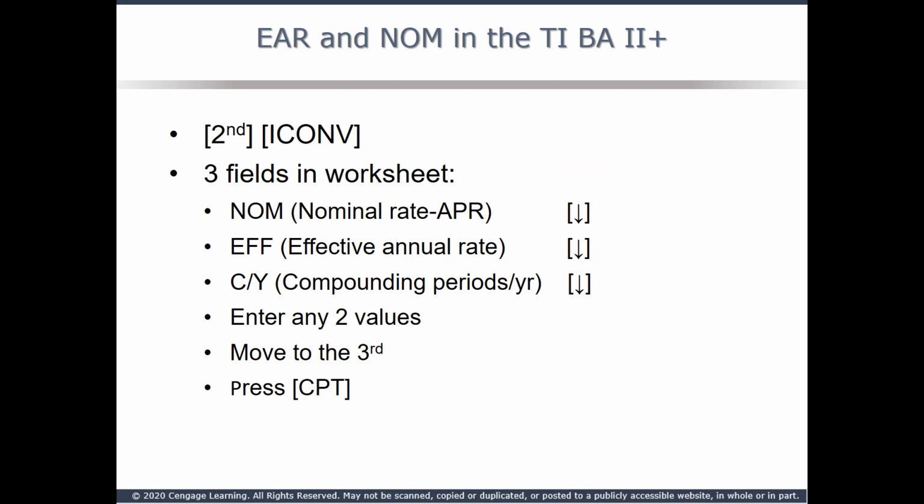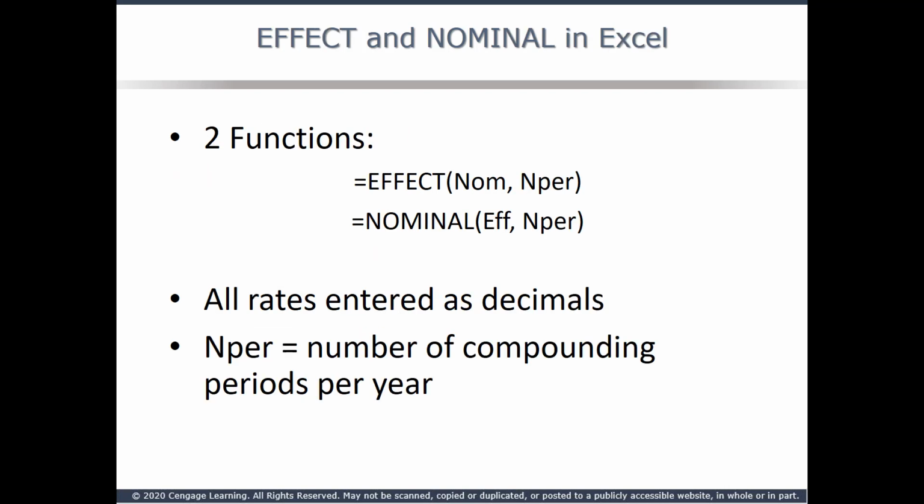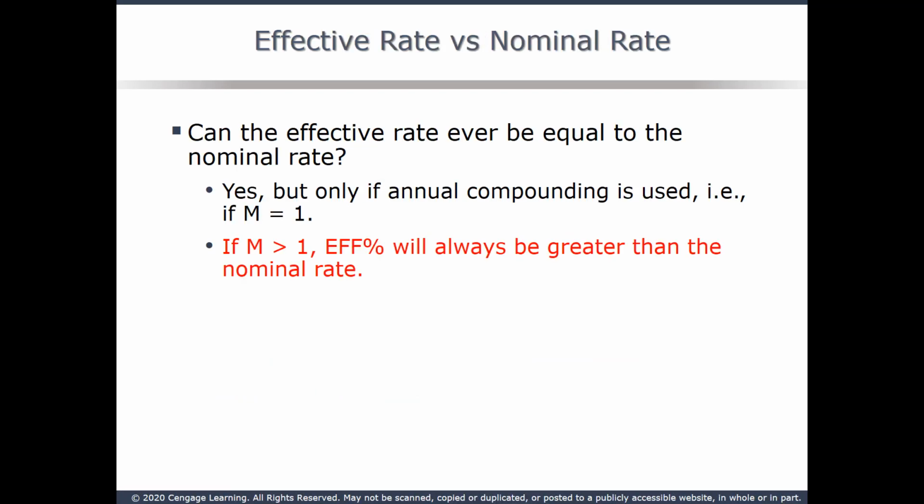Fortunately, your calculator has a worksheet called the I-Convert worksheet, which performs these calculations for you. This worksheet only has 3 entries: nominal, effective, and C/Y, compounding periods per year. You must enter compounding periods per year. You can either enter nominal or effective and compute for the other one. Excel has 2 functions which make these conversions as well, effect and nominal. Remember that in Excel, rates are entered as decimals. Note, anytime the compounding periods per year is greater than 1, the effective annual rate will be greater than the nominal rate.